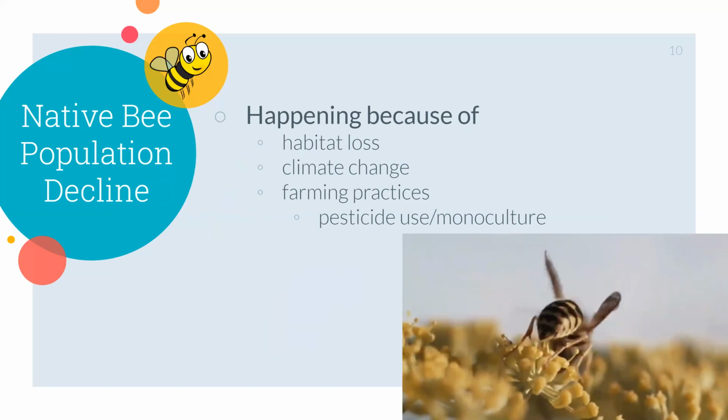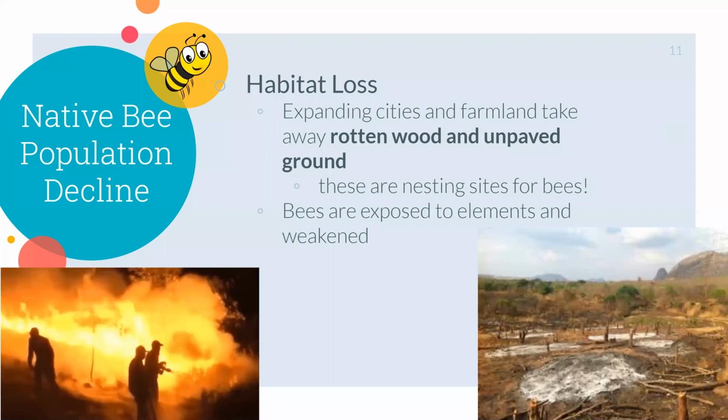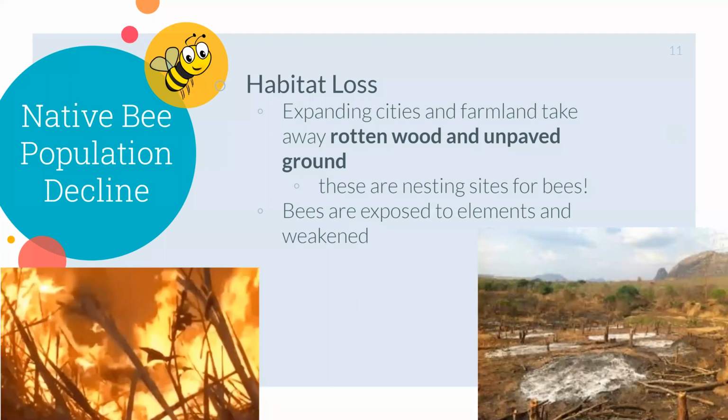We're expanding our cities and our farmland. So that's taking away natural spaces with rotten wood and unpaved ground. Because remember, these native bees are either nesting in the wood or nesting in the ground. And you don't really see bare ground or rotten wood in cities or in farms because every inch, you need it for like a building or more crops or something.